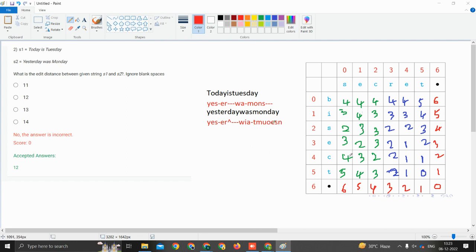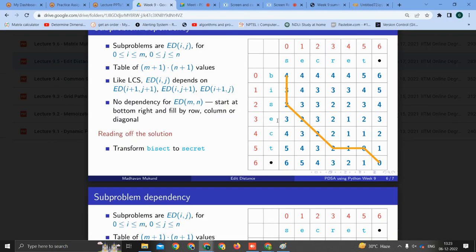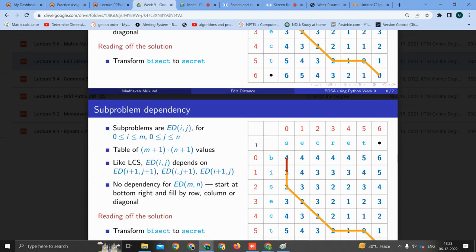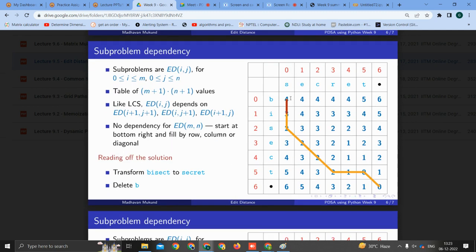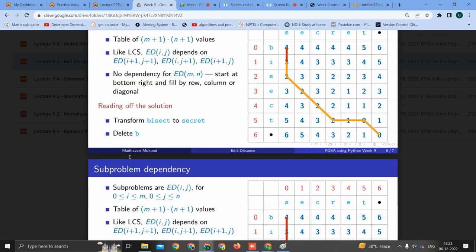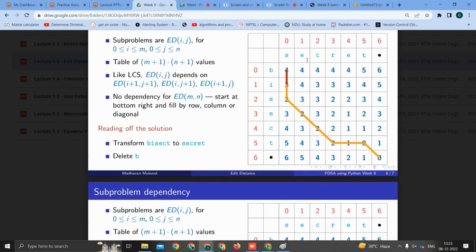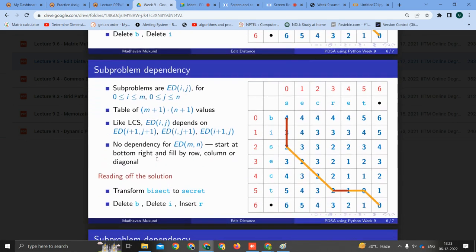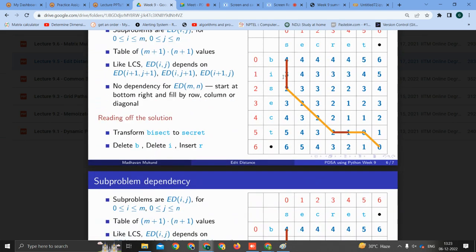Okay. So the question here is, how do we traverse this? I think we were exploring this a lot in the previous session. Let's see the reading of the solution. So how does it look? Transform bisect to delete. So from 4 to 3. Here is a delete. Okay, I remember this.